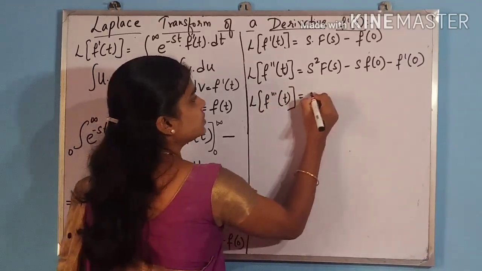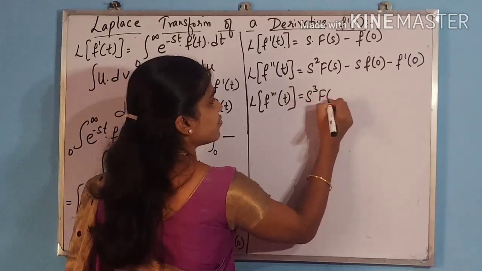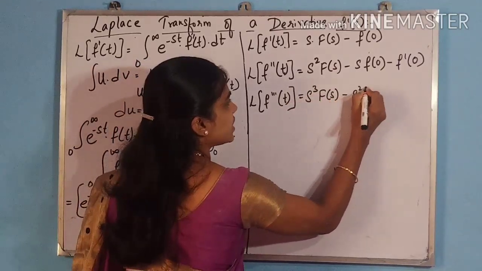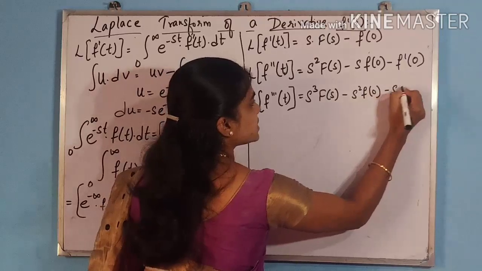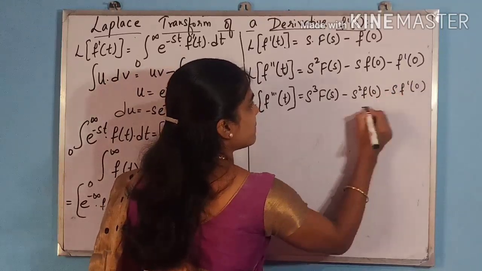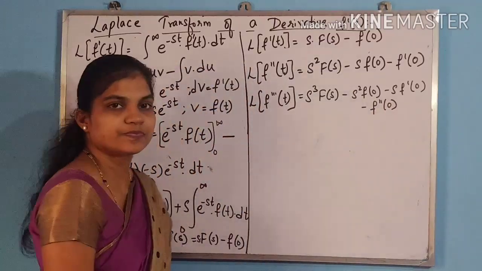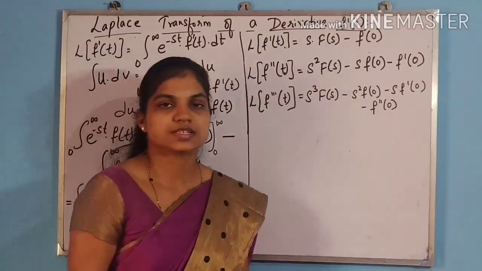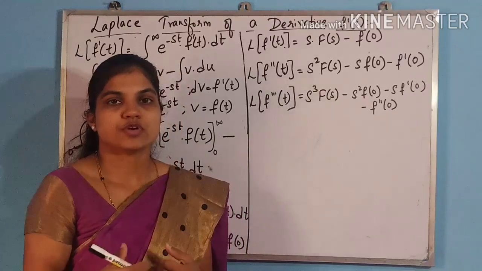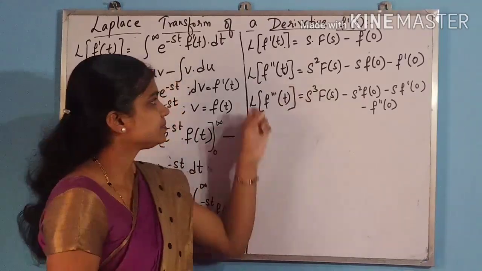This is equal to s cube f of s minus s square f of 0 minus s f prime of 0 minus f double prime of 0. So if you see this, there is a pattern being followed. So what is the pattern?